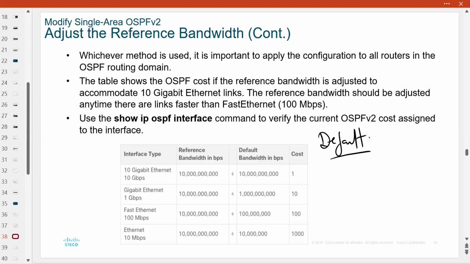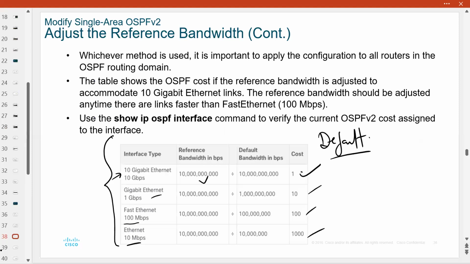Further explanations from this table, just to put a nail on the point, the cost. Here we can see the reference bandwidth, which is 10,000. This is 10 gig. So for a 10 gigabyte Ethernet link with speeds of 10 gigabytes per second, the cost will be 1. It's the same thing that we did. For a gigabit Ethernet link, the cost will be 10. For a fast Ethernet link with 100 megabytes per second, the cost will be 100. For an Ethernet link with 10 megabytes per second, the cost will be 1,000.